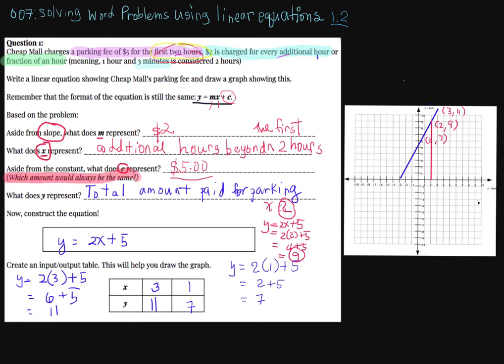Okay? So hope this helps. The next one will show you how to use the graph that you made to answer word problems using linear equations. Okay? Bye-bye.